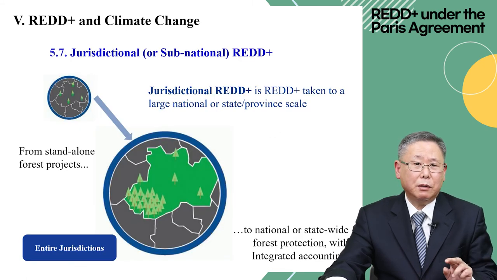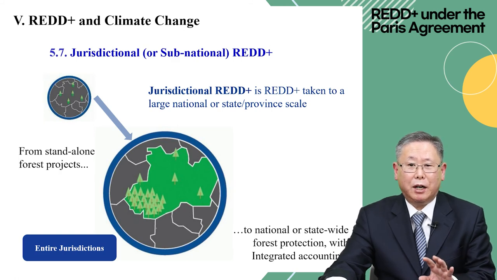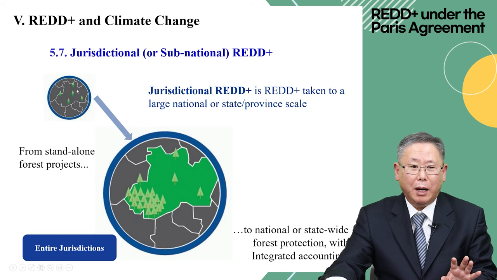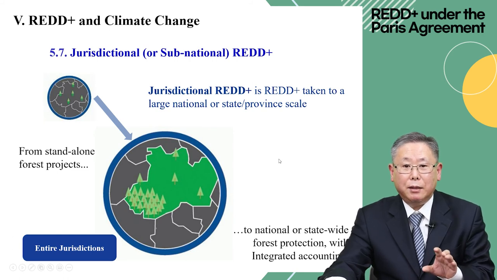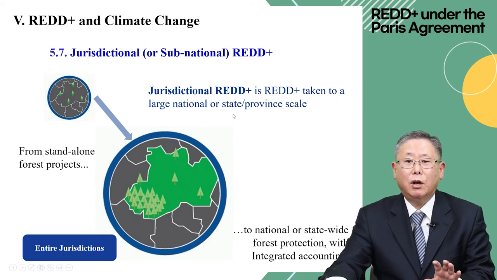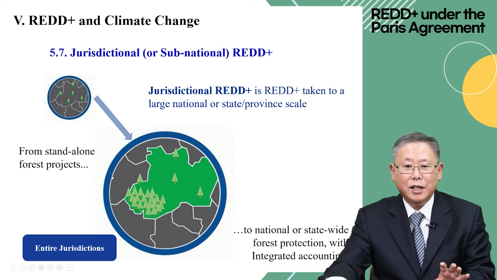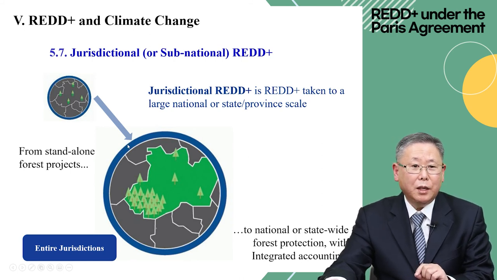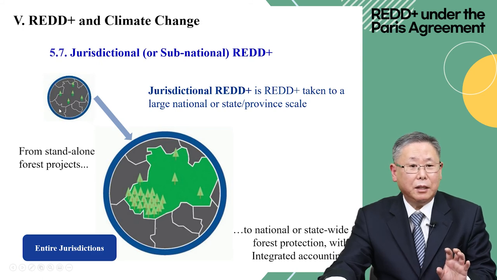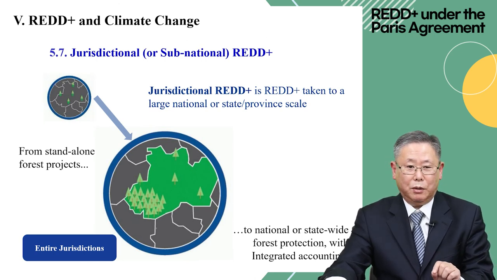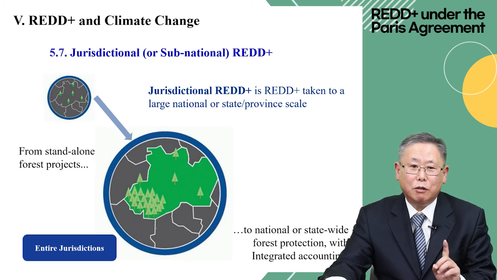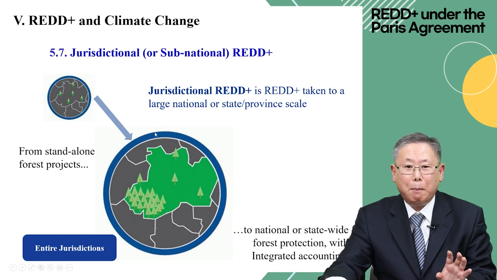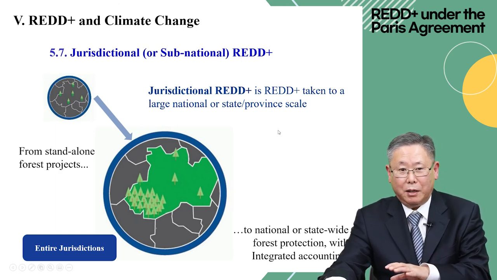In the REDD program, there is the jurisdictional or subnational REDD program. There is project level, one by one, some standalone forest projects. Then you expand this to a jurisdictional or subnational level. REDD plus takes a large national or state provincial scale, the entire jurisdiction. Why? If you introduce the REDD program in region A, then people move to region B, so there is a leakage problem. To avoid this leakage problem, not just one project level, but a jurisdictional or national level REDD is better.